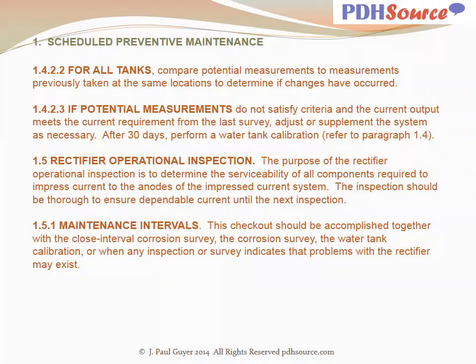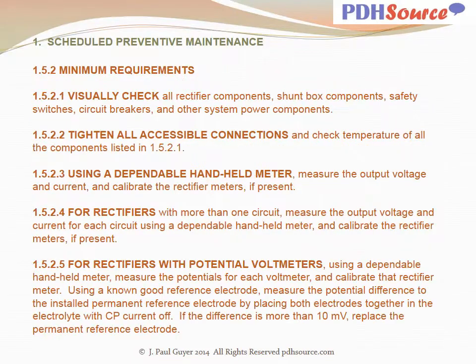Perform a rectifier operational inspection. The purpose of the rectifier operational inspection is to determine the serviceability of all components required to impress current to the anodes of the impressed current system. The inspection should be thorough to ensure dependable current until the next inspection. At the maintenance intervals required, the checkout should be accomplished together with the close interval corrosion survey, the water tank calibration, or when any inspection or survey indicates that problems with the rectifier may exist.